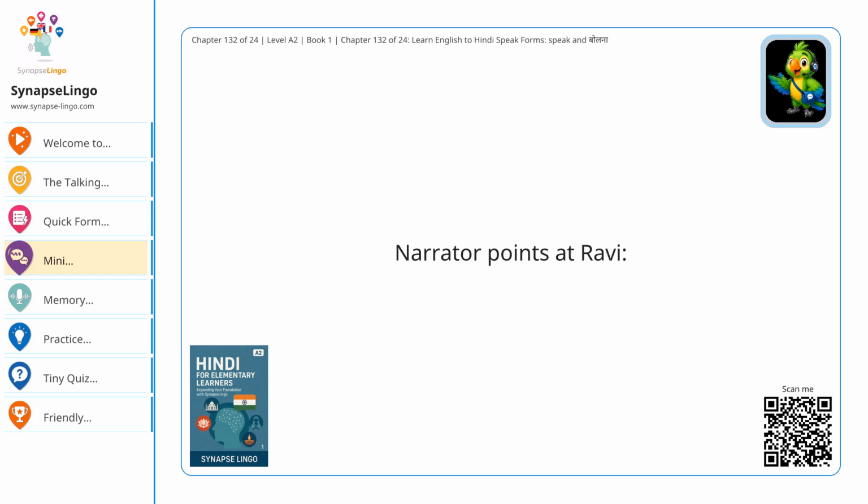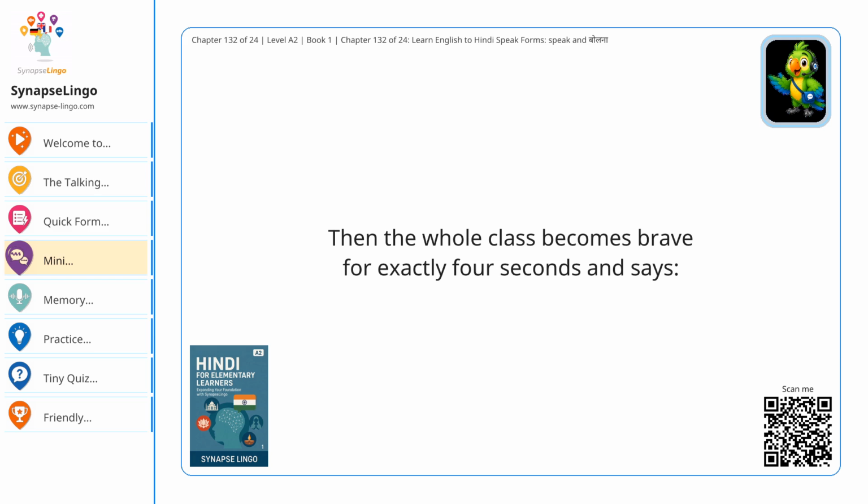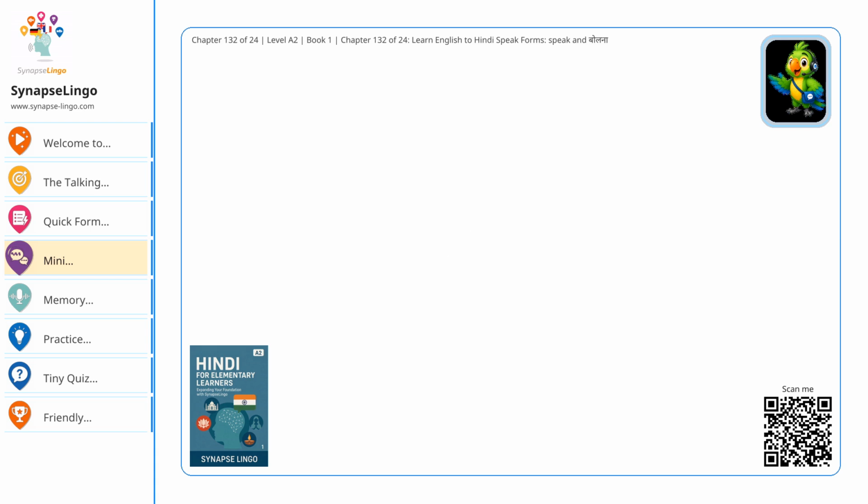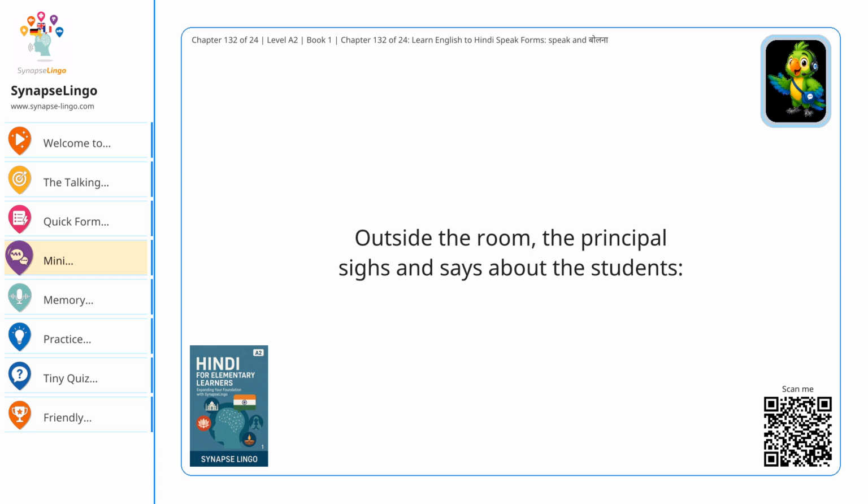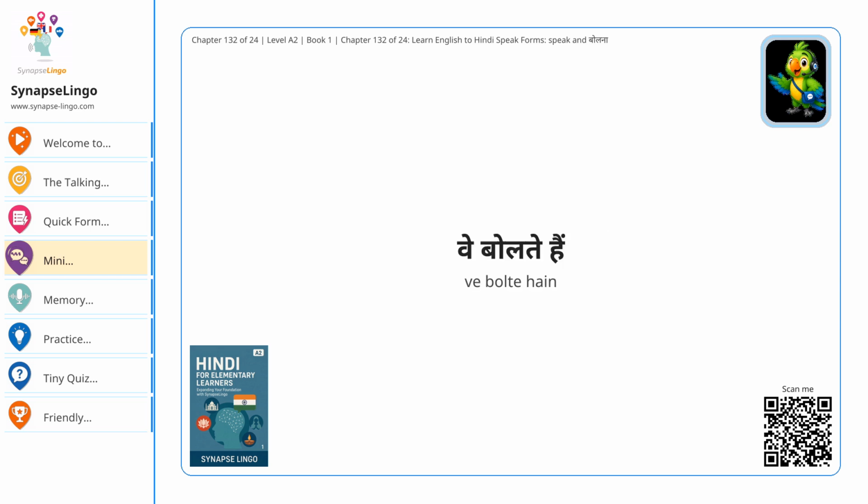Narrator points at Ravi. वो बोलता है. Narrator points at Asha. वो बोलती है. Then the whole class becomes brave for exactly 4 seconds and says, हम बोलते हैं. Outside the room, the principal sighs and says about the students, वे बोलते हैं. All the time.